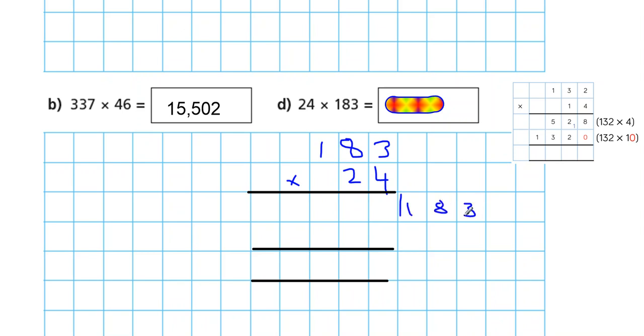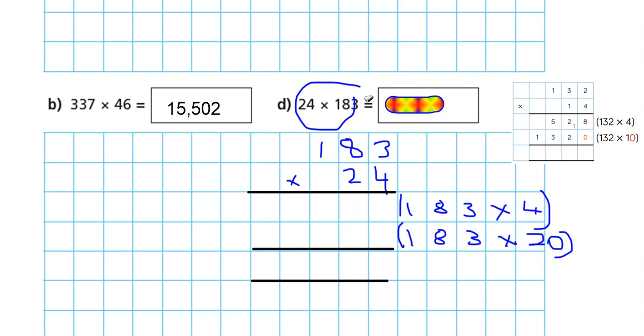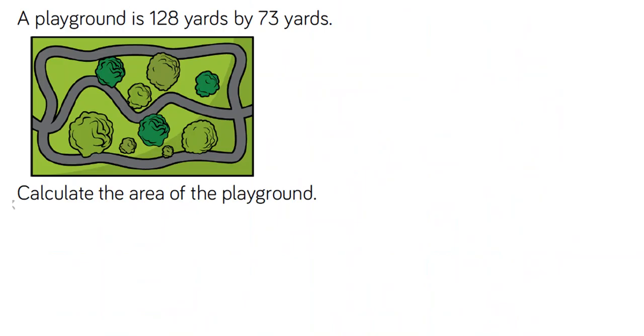183 times 4 and 183 times 20. So although the digits are the other way around, you can still record it in this way. And our answer was 4,392. Okay, last one, a little bit of a challenge.